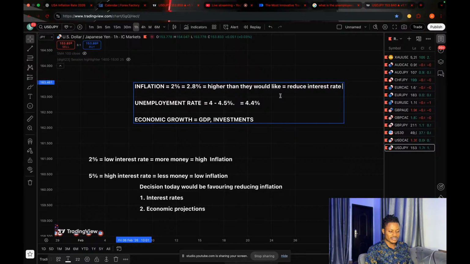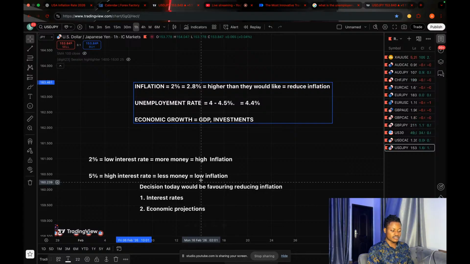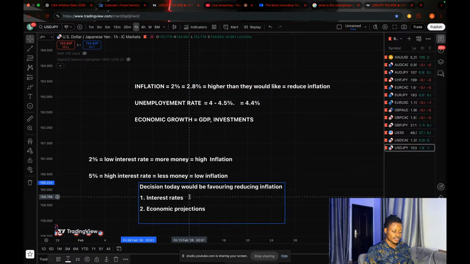So what am I saying? Sorry, I mixed something up. Inflation is currently higher than they would like. They want to reduce inflation because it's higher. Their target is 2%, currently at 2.8. So they want to reduce inflation. How do they reduce inflation? By increasing interest rates. So the two ways in which the Fed can reduce inflation towards their 2% target is, one, by high interest rates. This is called hiking interest rates, increasing interest rates.